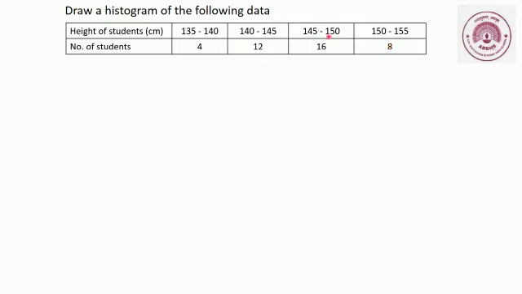If you observe the class intervals, the upper limit of the first class, that is 140, and the lower limit of the second class is also equal to 140. That is, upper limit of the first class and the lower limit of the second class are equal. That means the classes are continuous. If the classes are not continuous, make them continuous, and such classes are called extended class intervals.